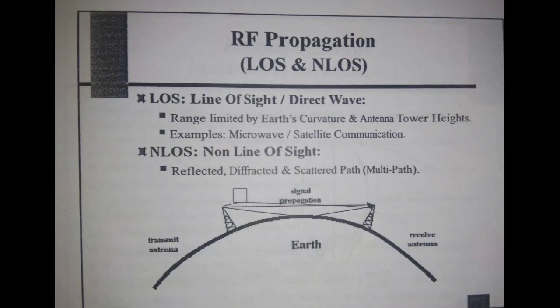So here let's see the LOS and NLOS concept. In the LOS concept, line of sight range is limited by the earth curvature and antenna tower height. They are both looking at each other and the wave is propagating. And in case of non-line of sight, the wave from TX to RX goes either by a reflected way, diffracted way or scattered path, which means multiple paths are there for non-line of sight.